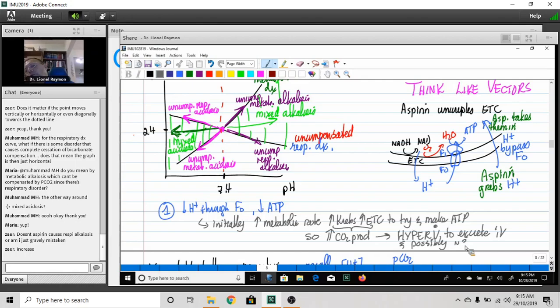Number two. Since increased CO2 and increased water is going to increase proton plus bicarb, there is also metabolic acidosis.